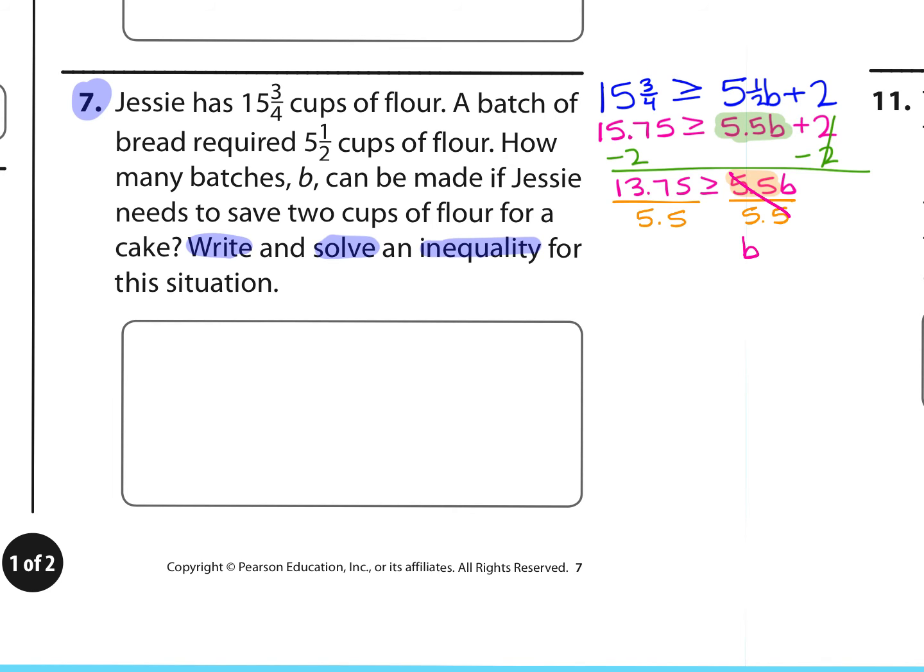So we get b on the right side. Then we can go to a calculator and divide 13.75 by 5.5, and we get 2.5.